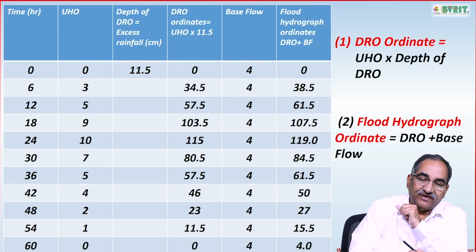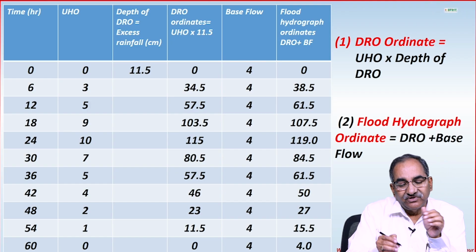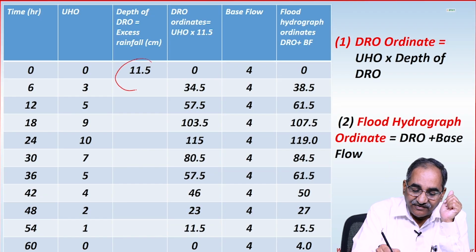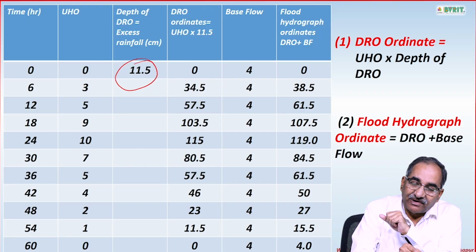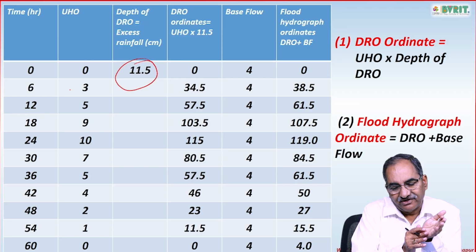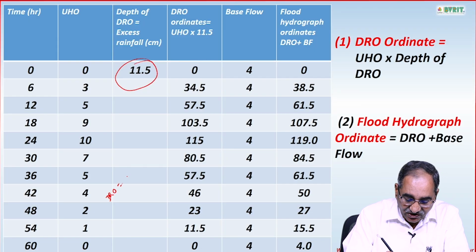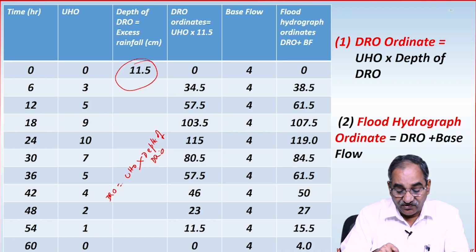I have taken whatever time interval is given, and the unit hydrograph given also. Then I put the depth of direct runoff or rainfall excess. This is 11.5. Now what I need to do: this multiplied by the UH ordinate is equal to the depth of direct runoff. So direct runoff ordinate is equal to UH ordinate into depth of direct runoff. This you already know, because previously you calculated UHO equals DRO divided by depth of direct runoff.